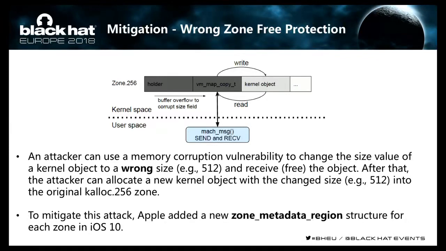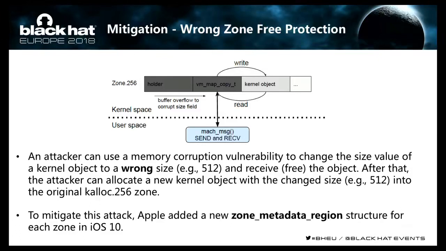For example, in a kalloc 256 zone, an attacker can use a buffer overflow vulnerability to change the size value of a vm_map_copy object to a wrong zone, for example, the 512 zone. Then he can invoke a mach message to free this object. After that, the attacker can allocate a new kernel object through a mach message with the changed size into the original zone. By using this wrong zone free attack, attackers can safely manipulate adjacent objects without triggering memory corruption bugs multiple times.